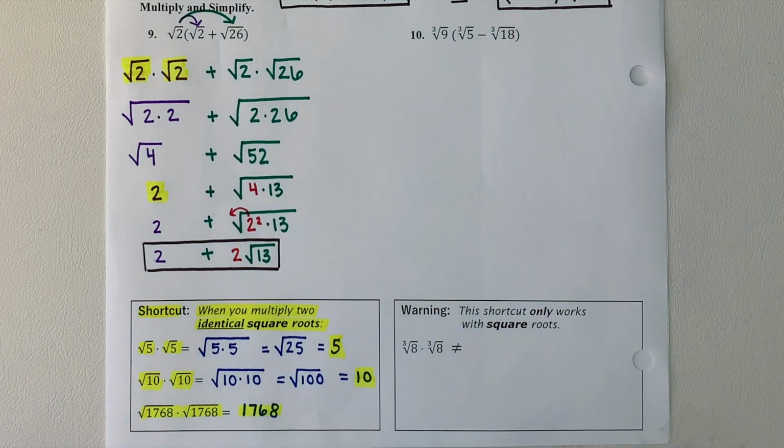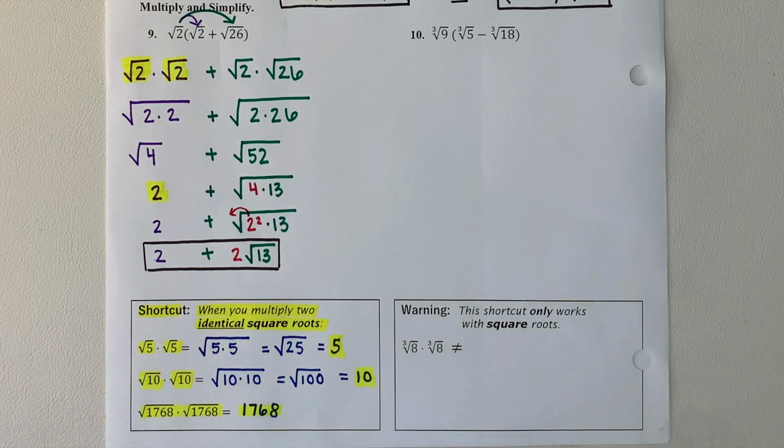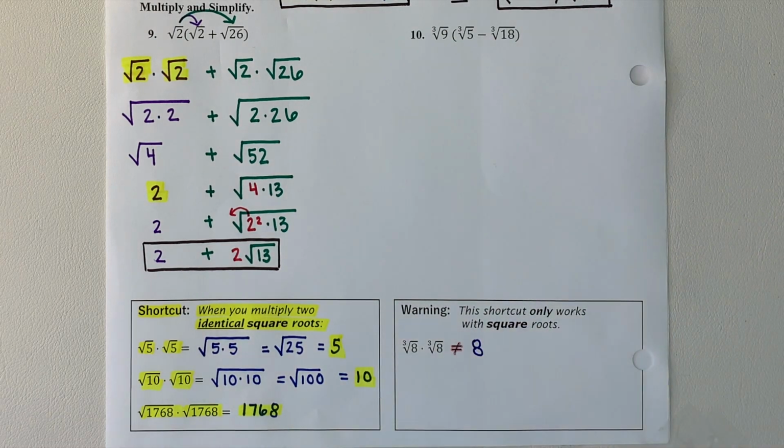Now I want to be very clear here. This shortcut only works when you're multiplying two identical square roots. It does not work when the index is anything other than a 2. For example, the shortcut doesn't work with cubed roots or fourth roots or fifth roots, etc. So the square root of 8 times the square root of 8 would equal 8. But the cubed root of 8 times the cubed root of 8 does not equal 8. We can compute this the longer way and see that this in fact does not equal 8.